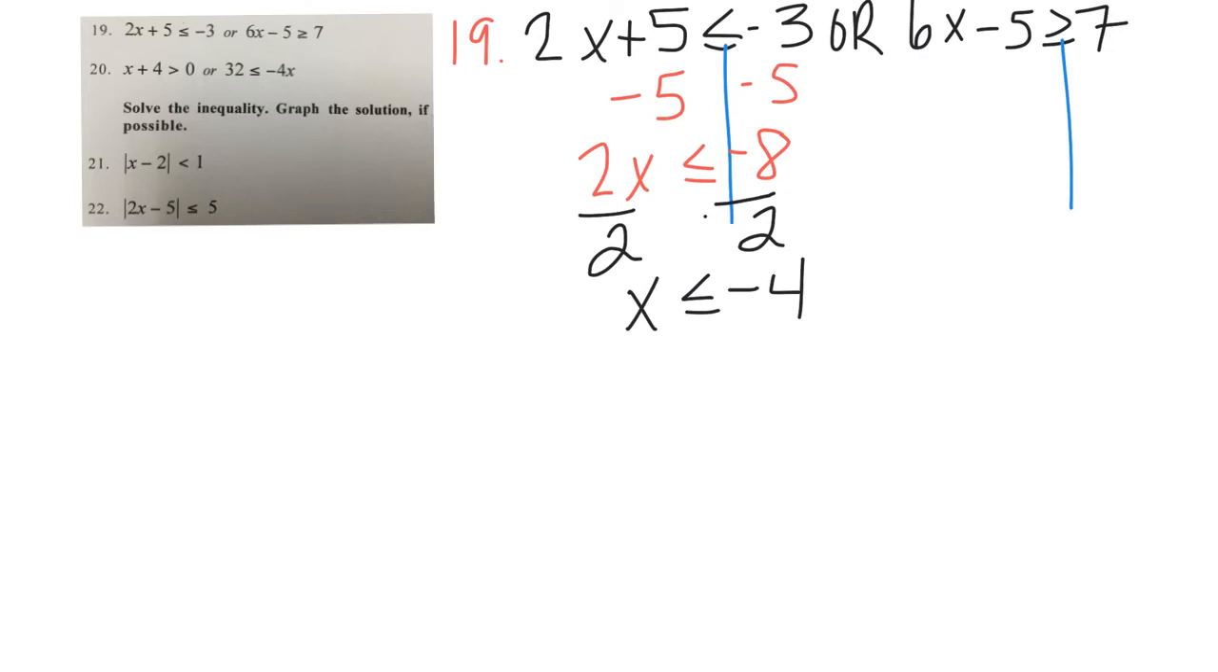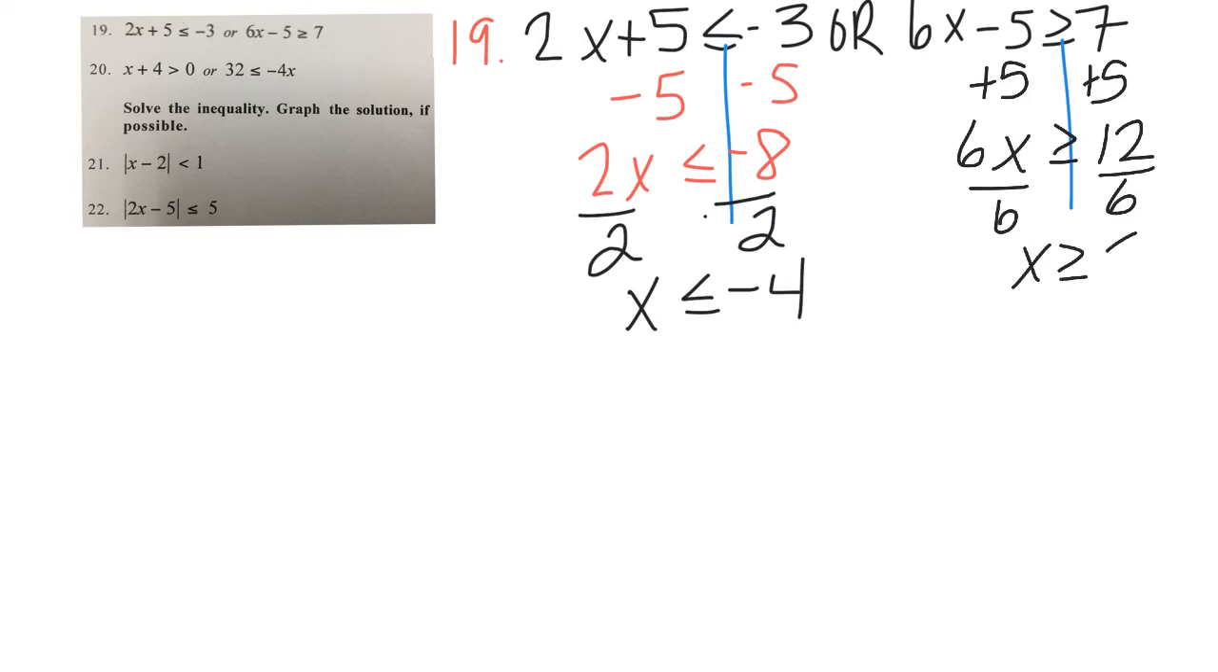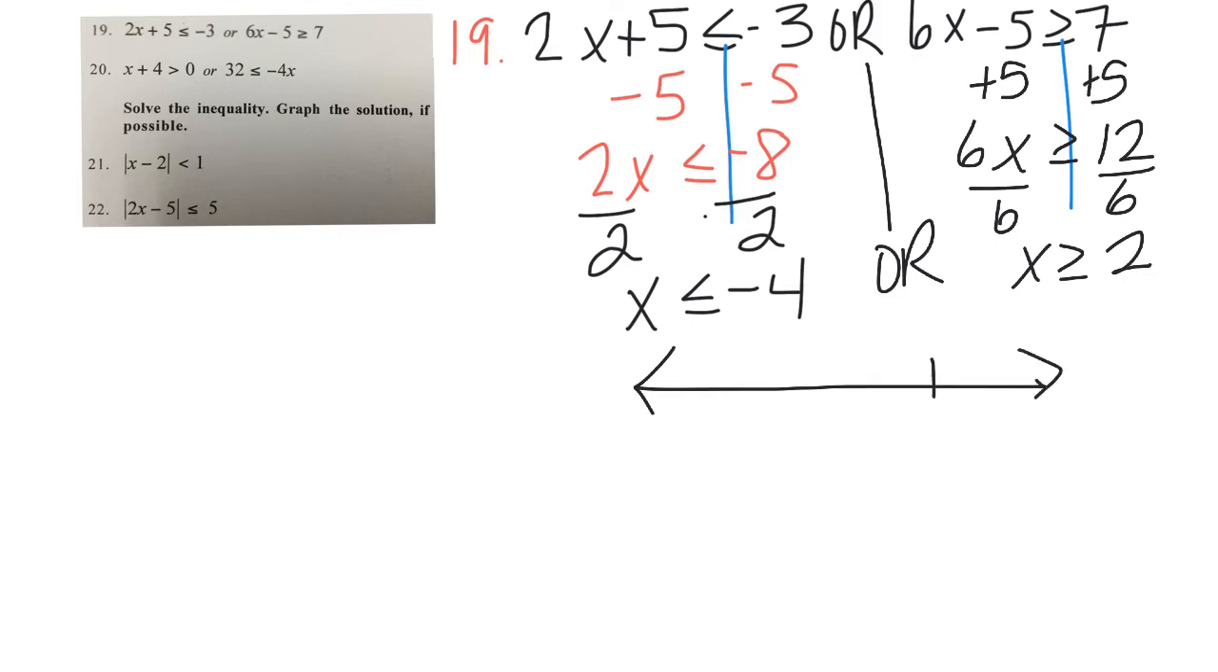And the other one, so add 5. I get 6x greater than or equal to 12. Divide by 6. X is greater than or equal to 2. And it's important to bring down the word or. Or is an important part of this. We have numbers that are greater than or equal to 2. So that's a closed circle at 2.